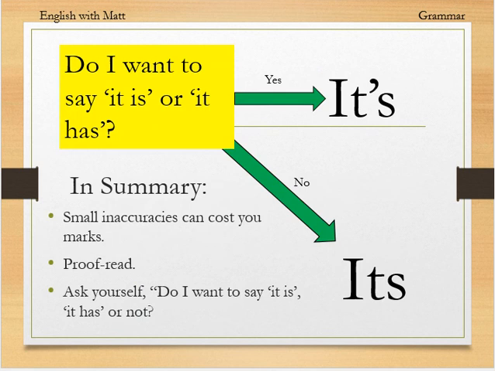So just to remind you then, in summary, small inaccuracies can cost you marks. They might not be a lot of marks, but it's always important to be as accurate as you possibly can. This is why it's important to proofread your question 5 responses, because spelling, punctuation, and grammar will be taken into account. So you need to ask yourself if you have used "its" or "it's", that you are using the right one. And having this little flowchart in your head is useful. Do I want to say it is? Do I want to say it has? Or not? And that will determine whether you use the one with the apostrophe or the one without the apostrophe.